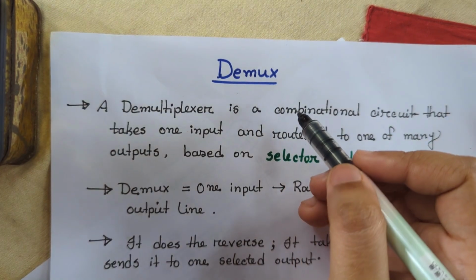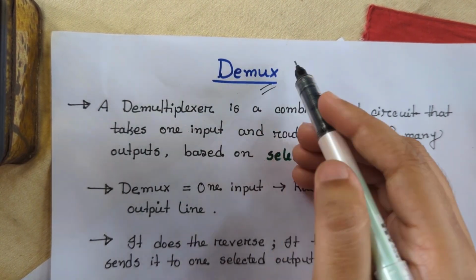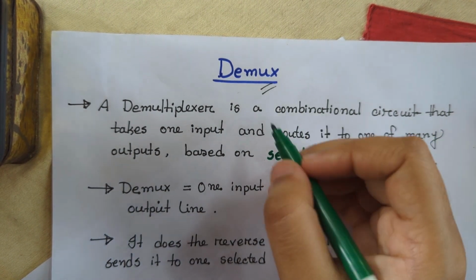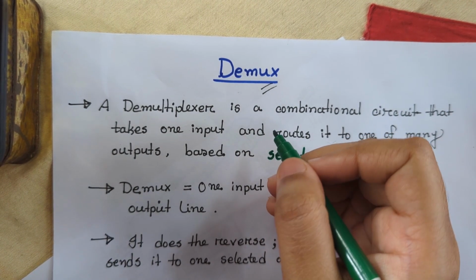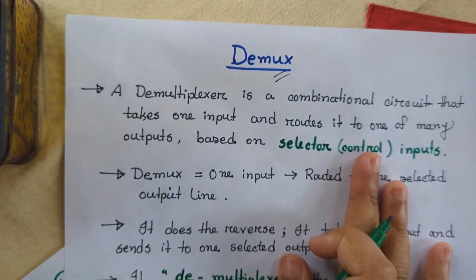Here another combinational circuit is the Demux. The full form of Demux is demultiplexer. Demultiplexer means it is the reverse of the multiplexer. We have already discussed the important topic multiplexer. This is the opposite or reverse operation of the multiplexer.